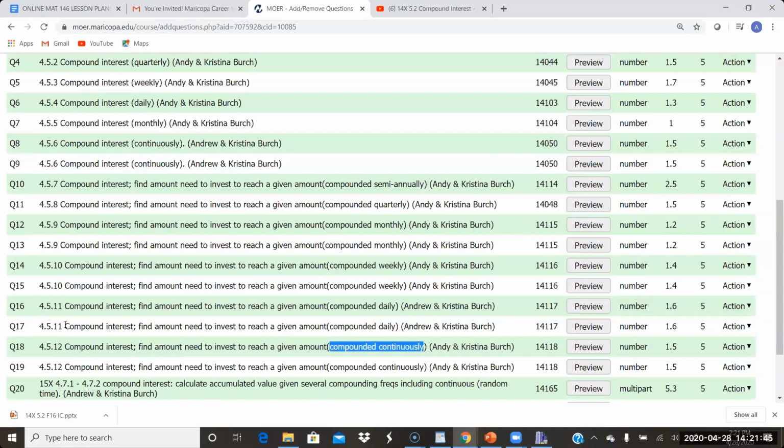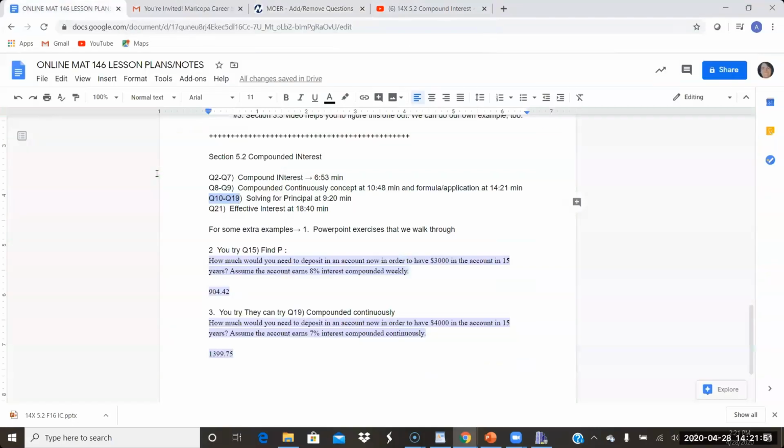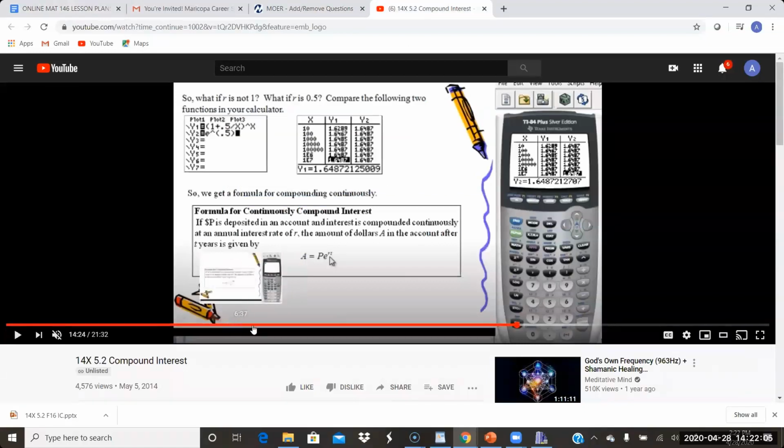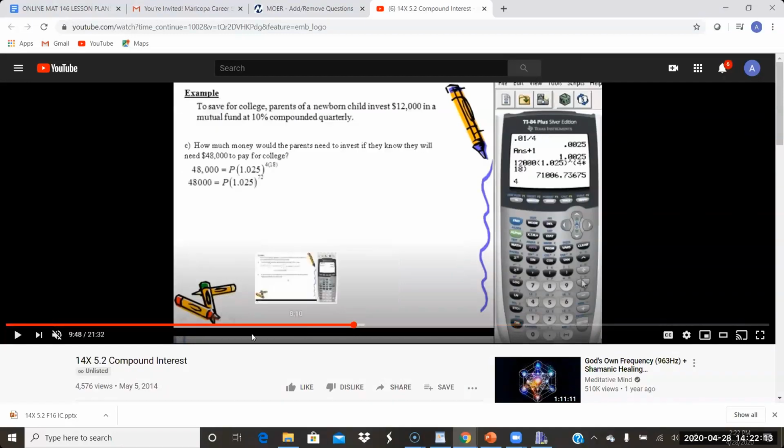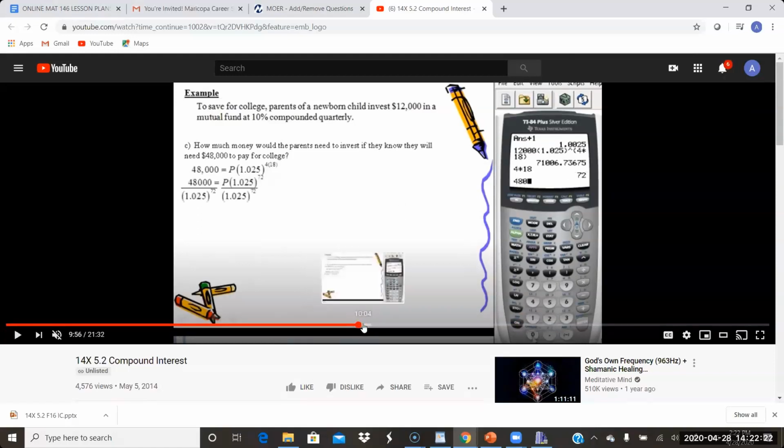So, for 10 through 17, it's just the normal formula, and it's a larger formula. You use the same formula, but you're solving for a different variable. You're solving for principal, basically. And that starts at 9 minutes and 20 seconds into the video. So that's actually back over here. That's the reason I wanted to put that in, to show you that if you skipped this before, make sure you go back to it to help you answer questions 10 through 17.